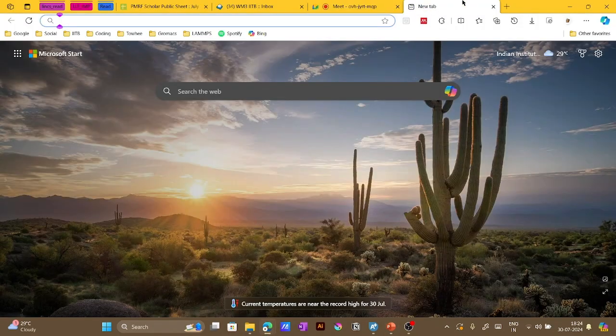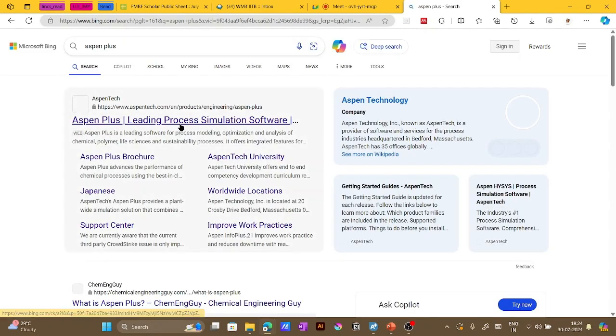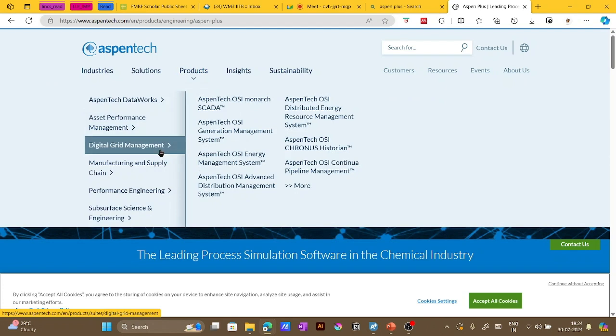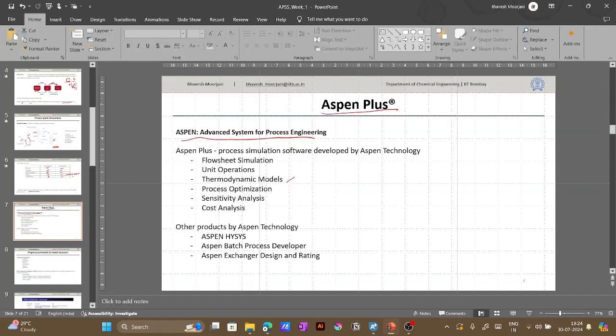If I just Google search Aspen Plus, you can see you can download Aspen products from here. There are various products like performance engineering. You have Aspen Plus, Aspen Exchanger Design, which is specifically developed for design calculation of heat exchangers. You have Aspen HYSYS also. Do any of you know the difference between Aspen Plus and Aspen HYSYS, or have you come across this term before?